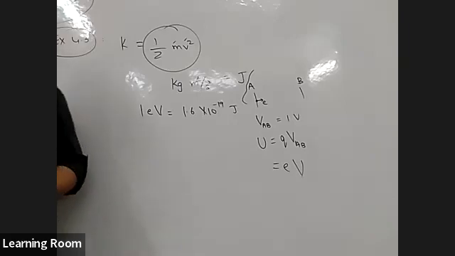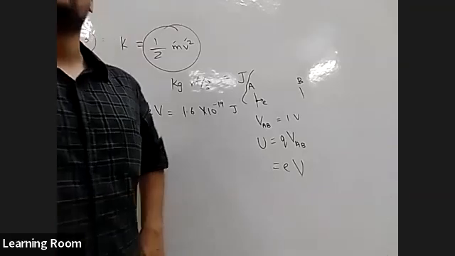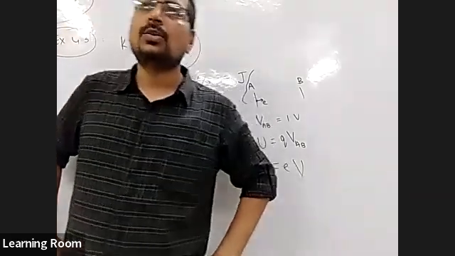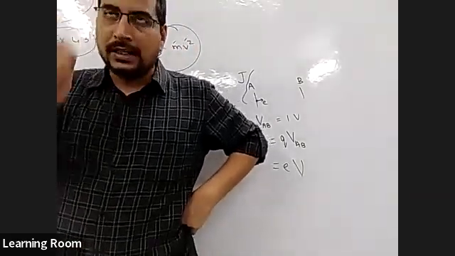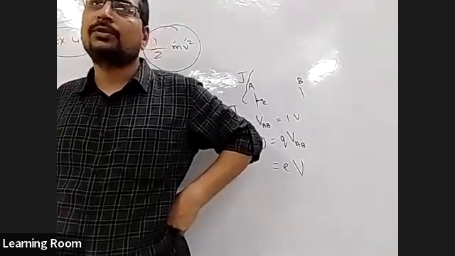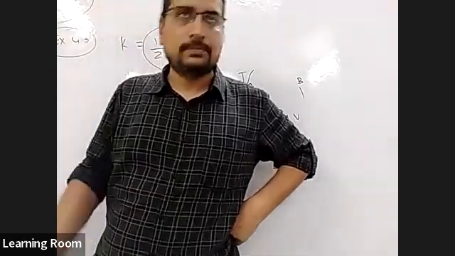Write it down. What is 1 electron volt? It is the amount of work done to move whom? To move an electron between a potential difference of 1 volt.